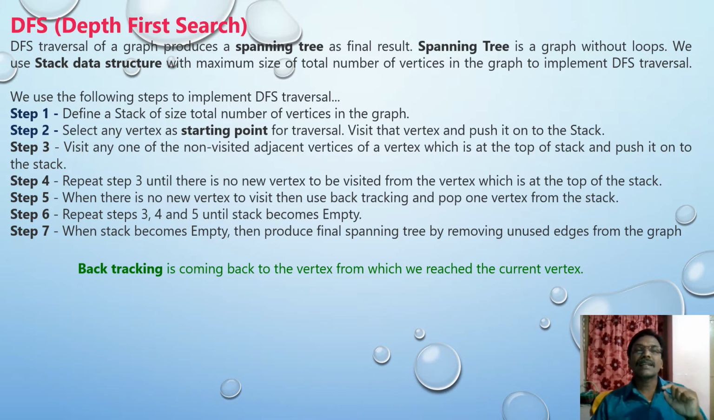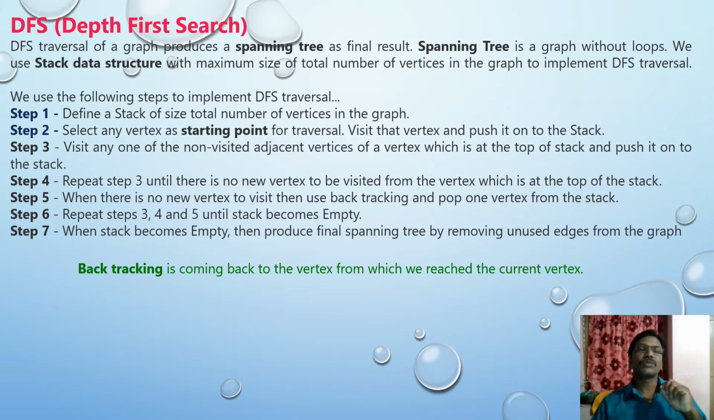We use a stack data structure with the maximum size of the total number of vertices in the graph to implement DFS traversal. It means the number of vertices is equal to the size of the stack. How to traverse using DFS, the algorithm has the following steps. The first step, define a stack of size equal to the total number of vertices in the graph. It means initially count the total number of vertices and create the stack.